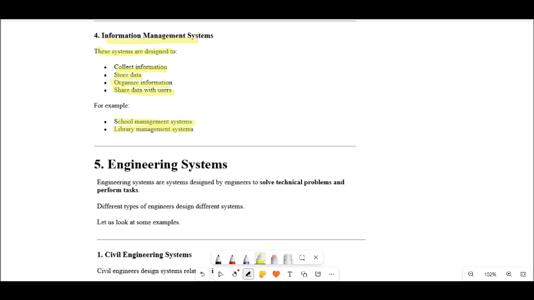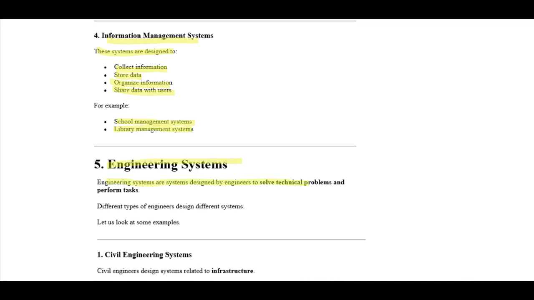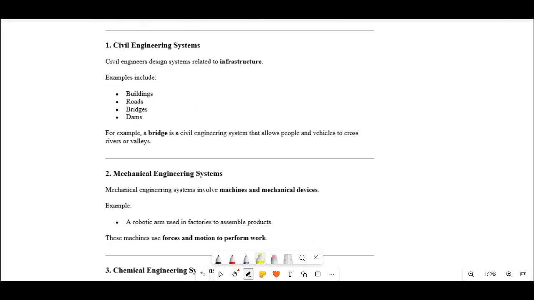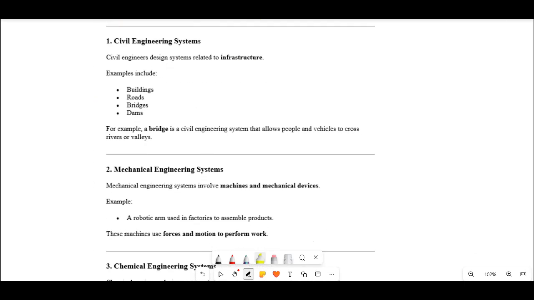So let's see the next type of the system, engineering systems. Engineering systems are the systems that are designed by engineers to solve technical problems and perform tasks. Different types of engineers design different systems. So now let's look at some examples of engineering systems.